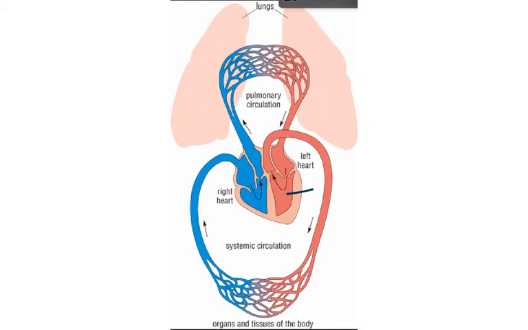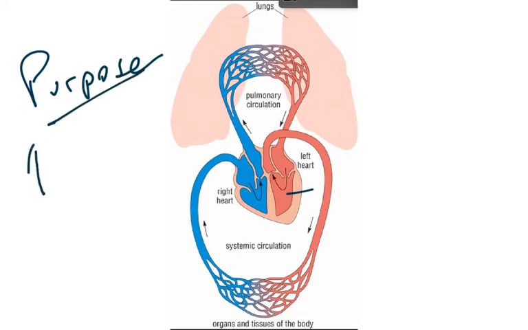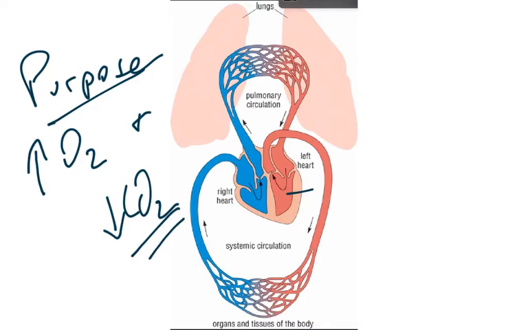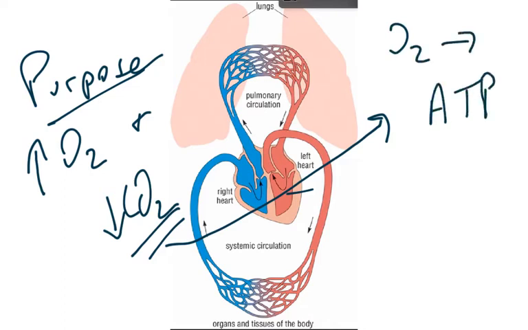And so, what is the purpose of these systems? Well, honestly, it's pretty simple. It's to bring O2 in and bring carbon dioxide out. That's the purpose of the cardiorespiratory system. And of course, going into the theme for this entire course, we need oxygen for ATP production. That's the purpose of all this, and I want you to keep that in mind.